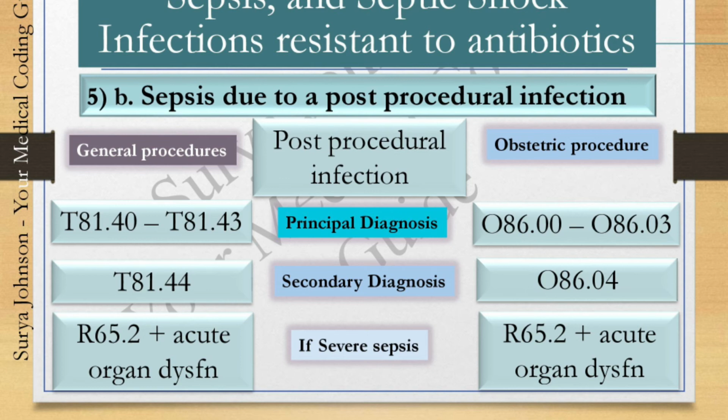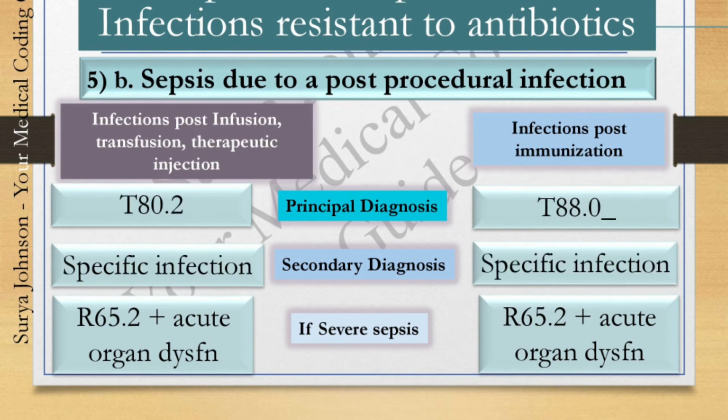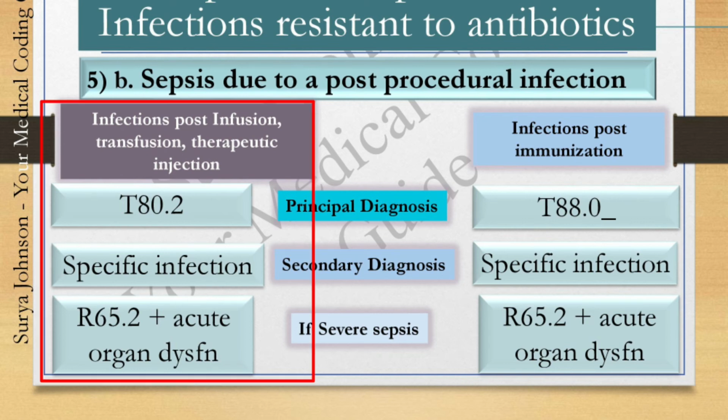The next scenario under this post-procedural infection sepsis is if the infection is after infusion, transfusion, or therapeutic injection. You will be coding T80.2, which is infection following infusion, transfusion and therapeutic injection, as the principal diagnosis, and later you will also specify what kind of infection it is. That will be the secondary diagnosis. If there is a severe sepsis, it will be followed by R65.2 with an acute organ dysfunction.